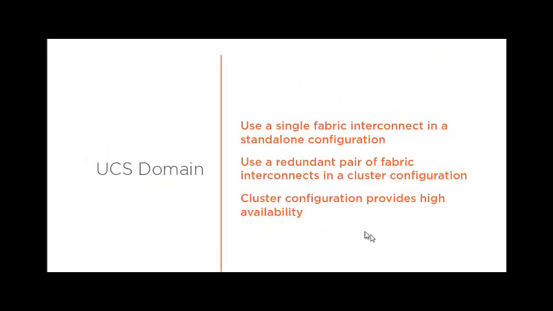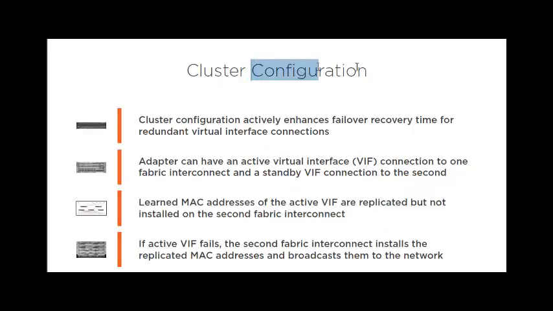Now, UCS Domain. Use a single fabric interconnect with a standalone configuration. You may have UCS with a single fabric interconnect, or we may have a redundant pair of fabric interconnects in the cluster configuration. Why do we need it? For high availability. So cluster configuration actively enhances the failover recovery time for the redundant virtual interface connection.